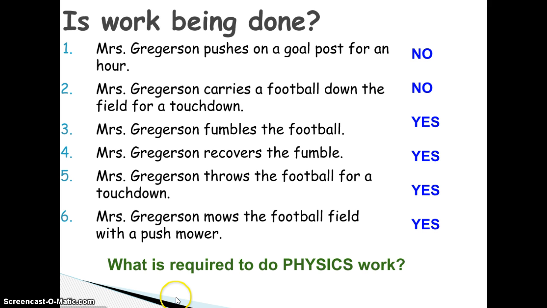Okay, now that you have an answer to the question, what is required to do physics work, I'm going to tell you 2 things. In physics, in order for work to be done, there must be a force and a displacement. And that force must cause the displacement to happen. Okay? So number 2 is probably the one that seems to be most confusing, to me anyways.